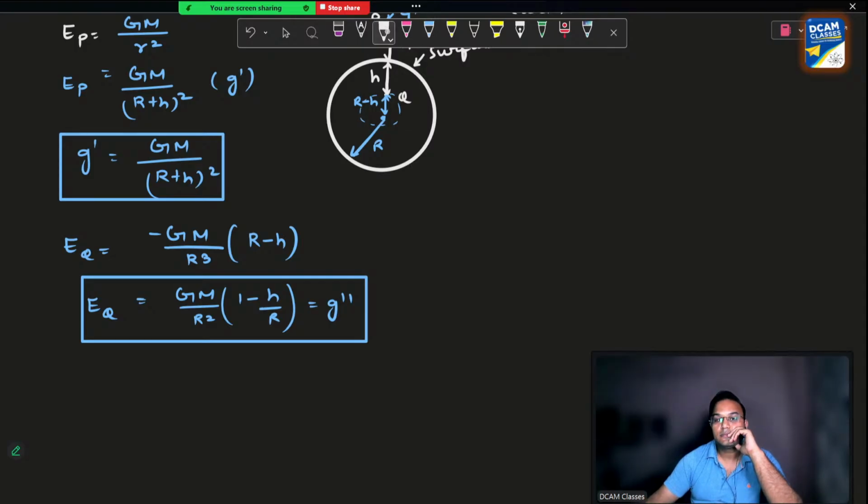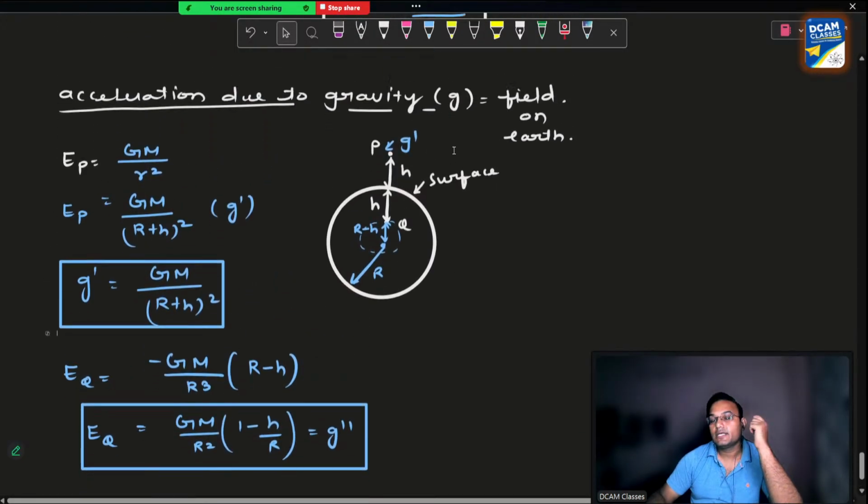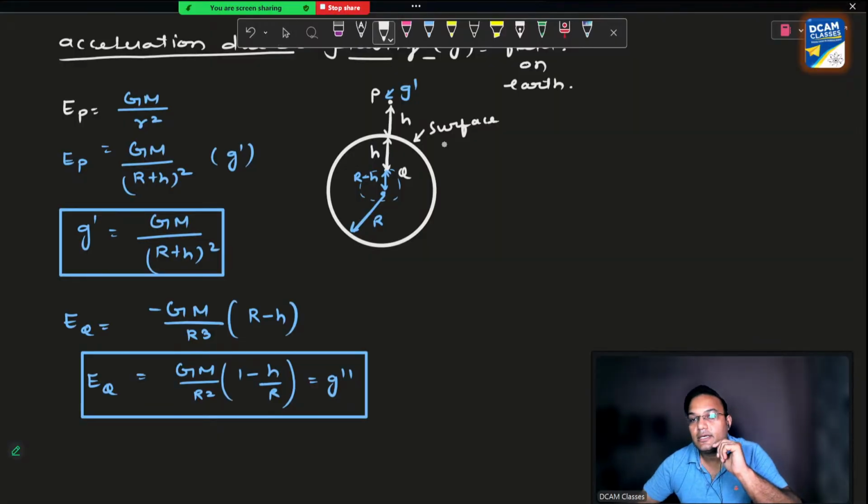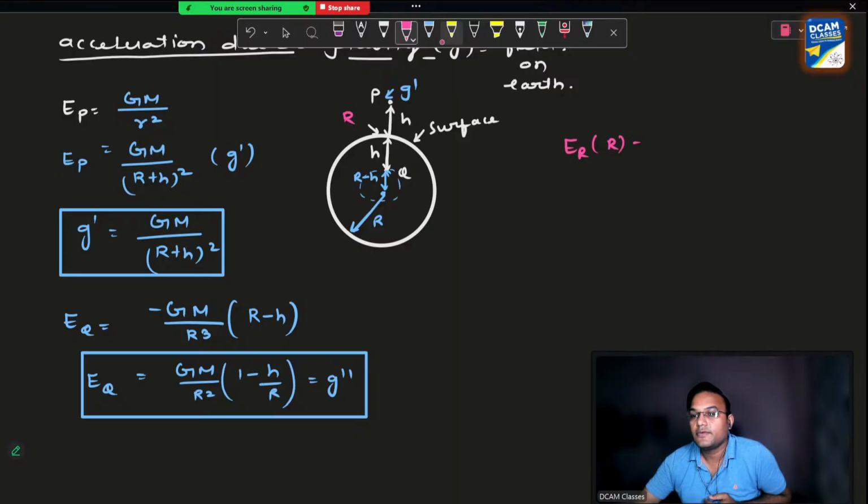These are the results. Field outside the surface. Acha, one more result is there. The field at, let's say, this point R, at the surface. I'll just write this result and then end it. The field at R, which is at the surface, will be what? GM by capital R square was there. We write it as small g. So if we write the results in terms of this small g, how do the results become?